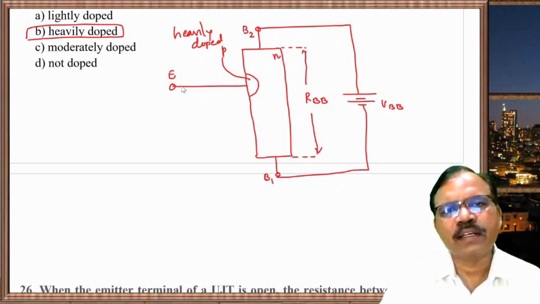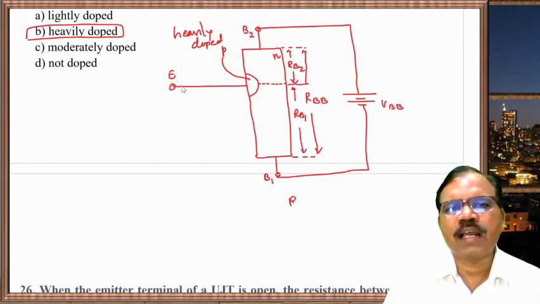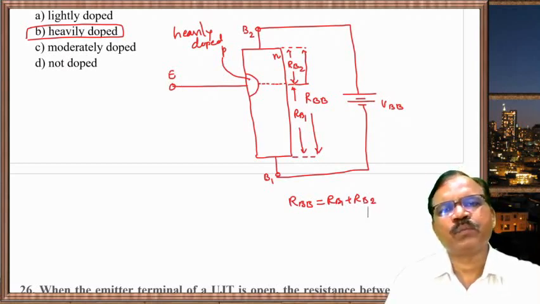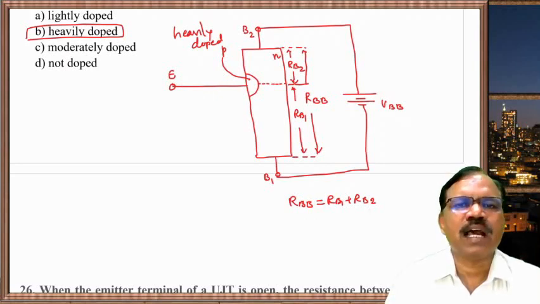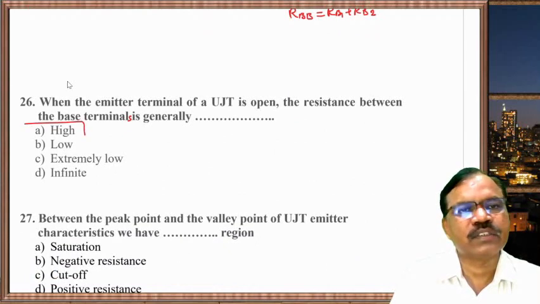So if we take a reference point here, the resistance is divided into two parts, RB2 and here RB1, and this RBB is equal to RB1 plus RB2, and this RB1 is large. So here high resistance between base terminals.